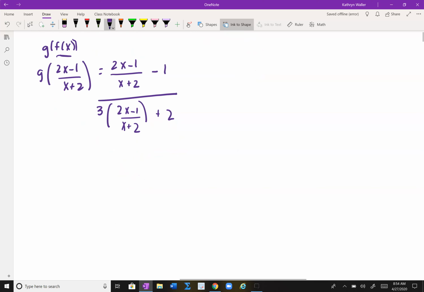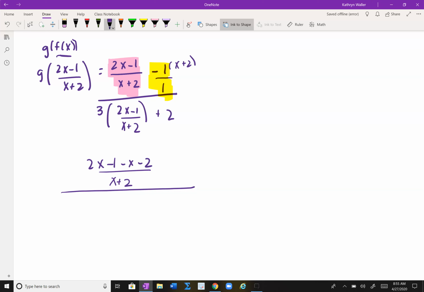On the top, you need to get a common denominator. So I'm going to take that main fraction bar and keep it big. On the top, the common denominator is going to be x plus 2. This guy right here already had the x plus 2, so I'm just going to write 2x minus 1. This guy right here is missing the x plus 2, so I have to multiply the top and the bottom by x plus 2. Distribute the negative, and I get negative x minus 2. A lot of people put negative x plus 2, but you have to distribute that.